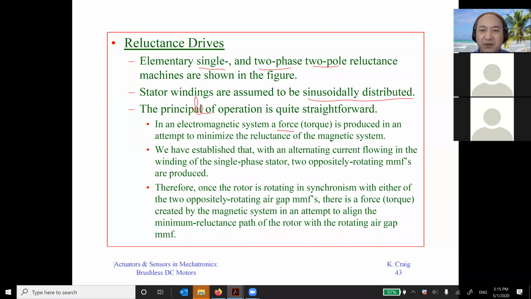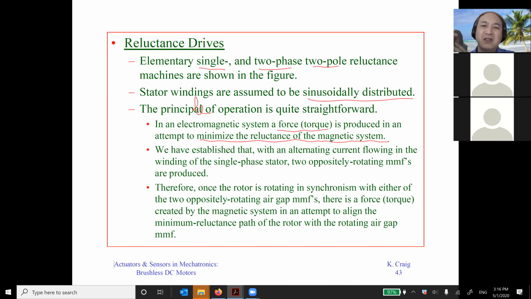You generate a force in an attempt to minimize the reluctance of the magnetic system. Say, for example, I give you a thought experiment. You have one magnet, you have another magnet here. They are not aligned, so there is an intrinsic tendency they want to get aligned. North Pole and South Pole, they will stick together. So there's a traction between that.